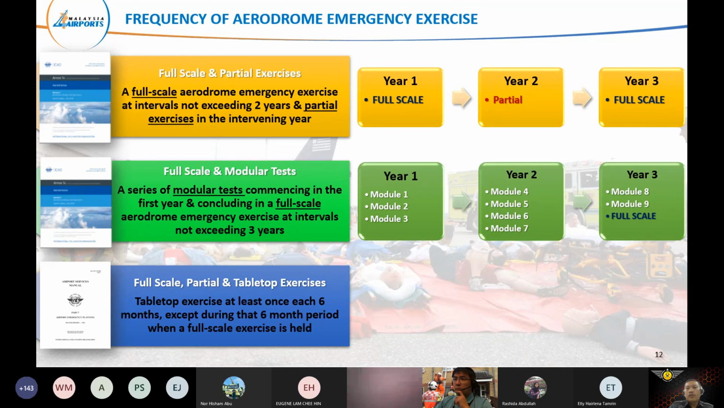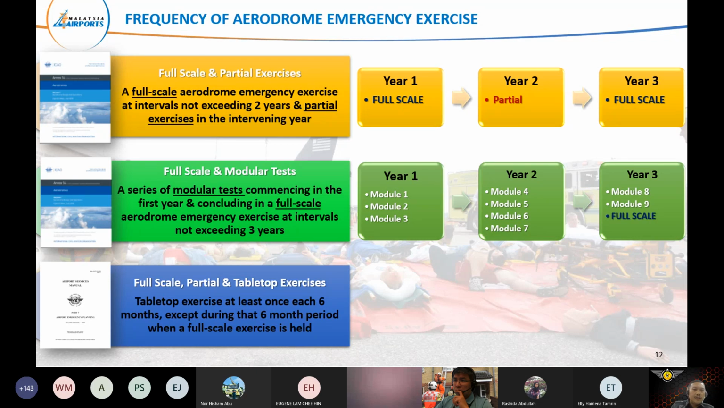So by module. I will show some examples from the UAE and the UK, how they organize implementing this modular test. However, in Malaysia, we are not choosing this option. So we start in year 1 with a few modules, for example, 3 modules, year 2, 4 modules, and year 3, a few modules, and concluded with a full-scale exercise.